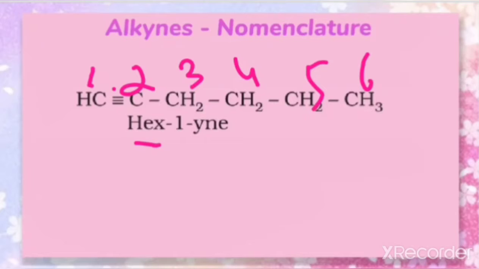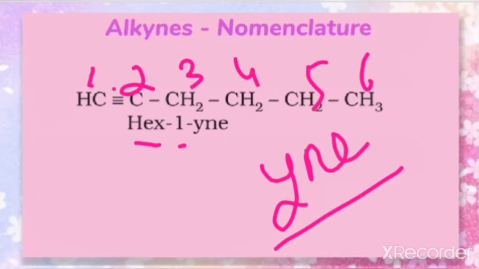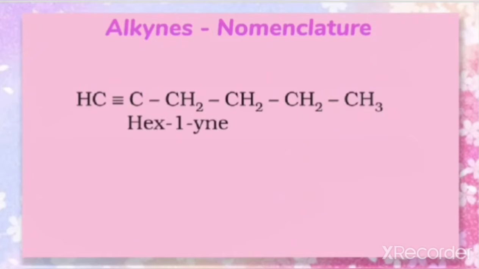Here there is no substituent, therefore a prefix is not used, and the position of the triple bond should be mentioned, that is 1, and we are using the primary suffix YNE. If there is a triple bond, we have to use the suffix YNE, and its position is on the first carbon.